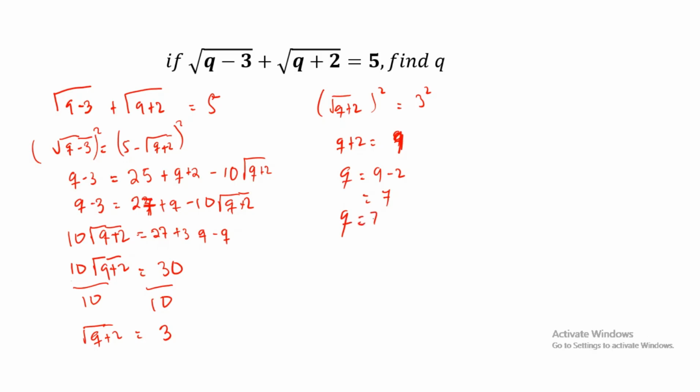So now we know that q is equal to 7. But is q actually 7? Does the q equals 7 here satisfy this equation? That's what you are going to see. When you put 7 inside the equation, 7 minus 3 plus square root of 7 plus 2 will be equal to square root of 4 plus square root of 9. Square root of 4 is 2 and square root of 9 is 3, which is equal to 5. Therefore, since q equal to 7 satisfies the equation, q is actually 7. So that's the final answer.